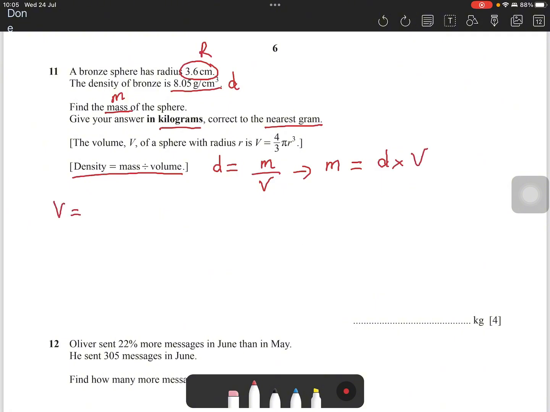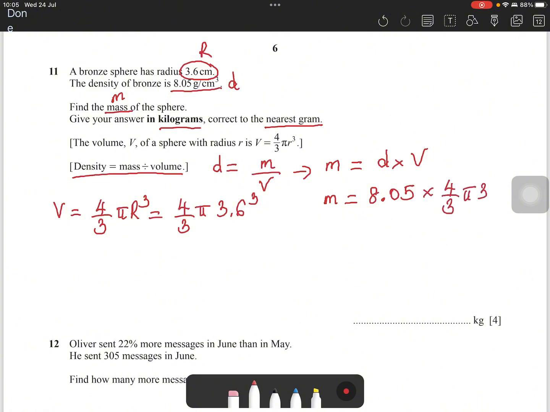You know that the volume of the sphere is equal to 4/3 pi r cubed. And in this case, the radius is 3.6 centimeters. So the mass is equal to the density 8.05 times the volume, 4/3 pi 3.6 cubed. And the answer for the mass is 1,573 grams. And we need to convert it into kilograms, so the answer is 1.573 kilograms.